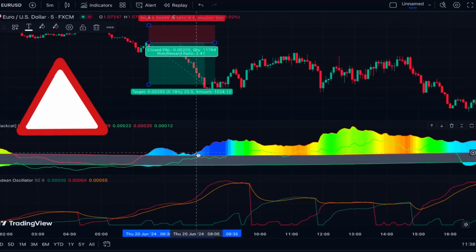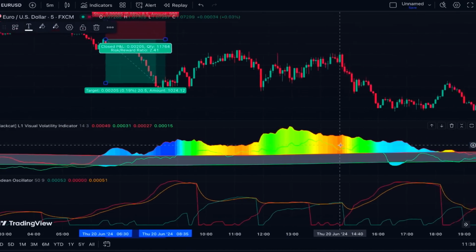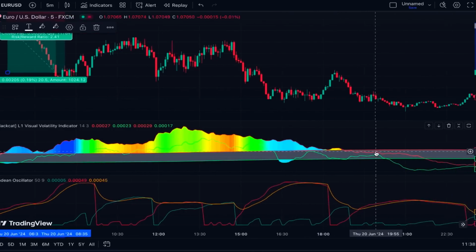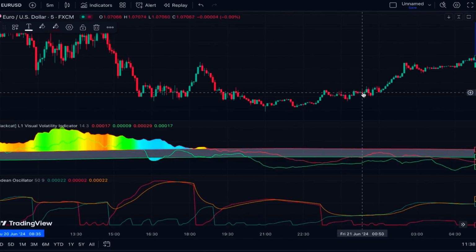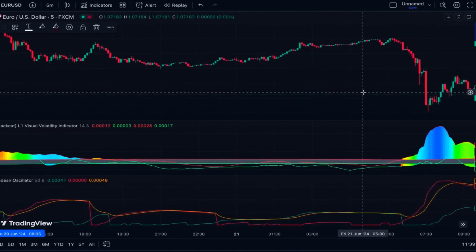Please pay attention while the indicator is in this situation. We don't take any action anymore. We wait for the lines to go below the channel. In other words, we wait for the market to become flat again, and then again we take advantage of the increased volatility.